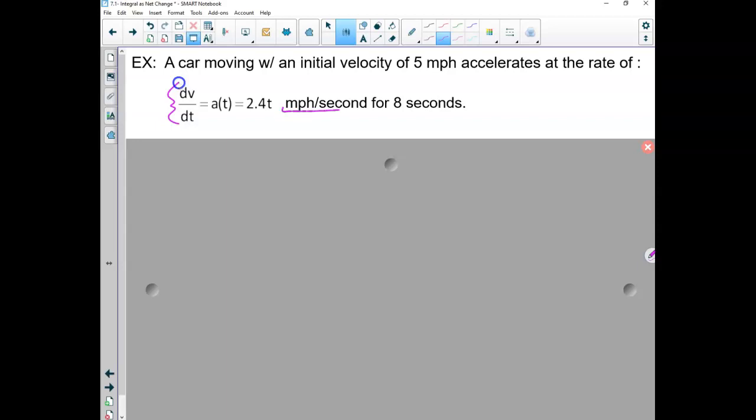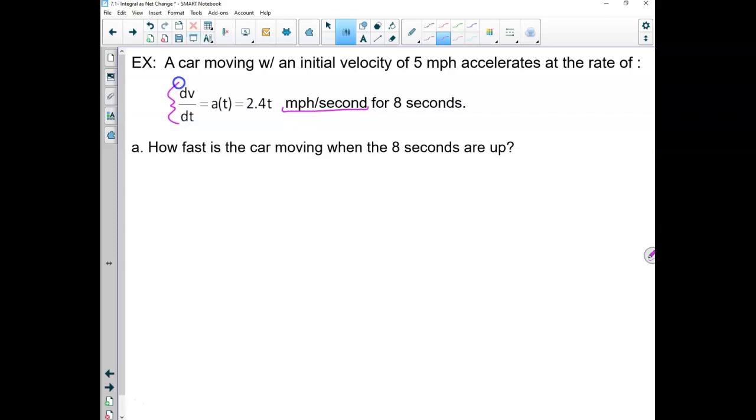Now, this unit of measure may be really weird for you, miles per hour seconds, but if you think about this, it might be important in maybe a crime scene investigation to find out how fast, just different. I don't even know how to explain it, but it's just a wonky unit of measure, okay? And what we are looking for is we want to know how fast is the car moving when the 8 seconds are up, okay?